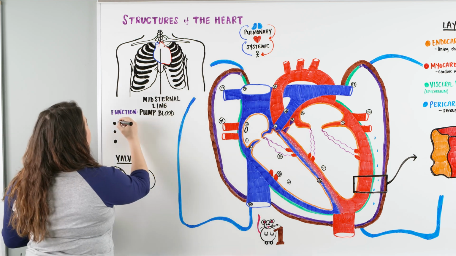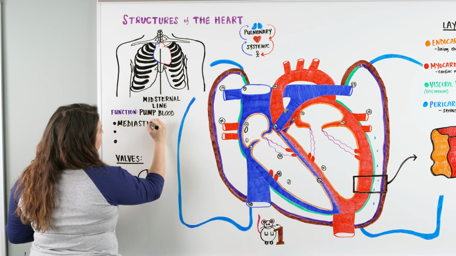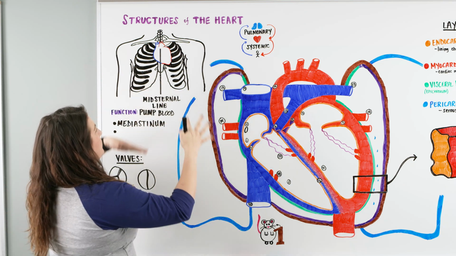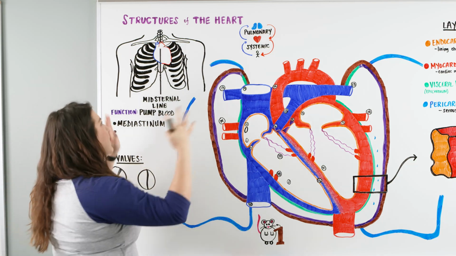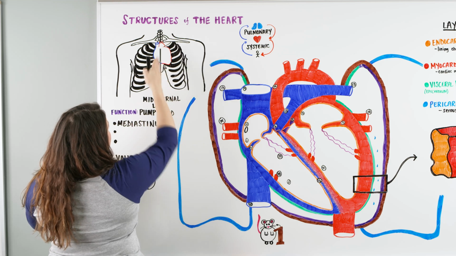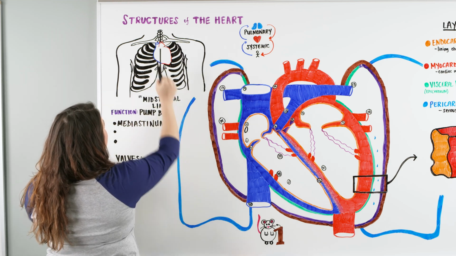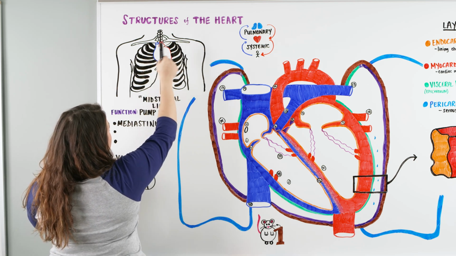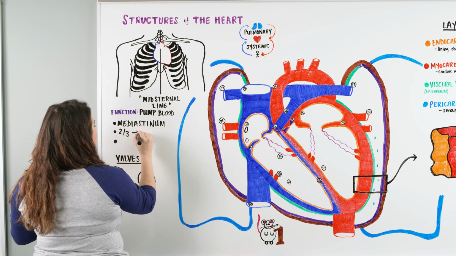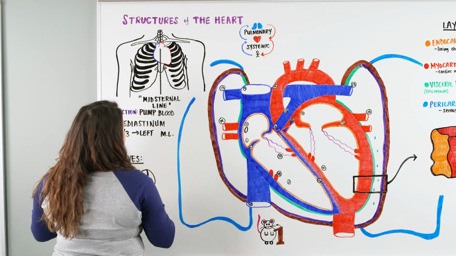So where is it? The heart is located in this area called the mediastinum, which is located here in the thoracic cavity. It's broken into many parts, but for the purpose of this video, it's in the mediastinum. Within the mediastinum, it's located along this line right here, which I've already written here as the midsternal line. And it's actually shifted 2/3. So 2/3 of the heart is actually to the left. So we're going to write here 2/3 to the left of the midsternal line.